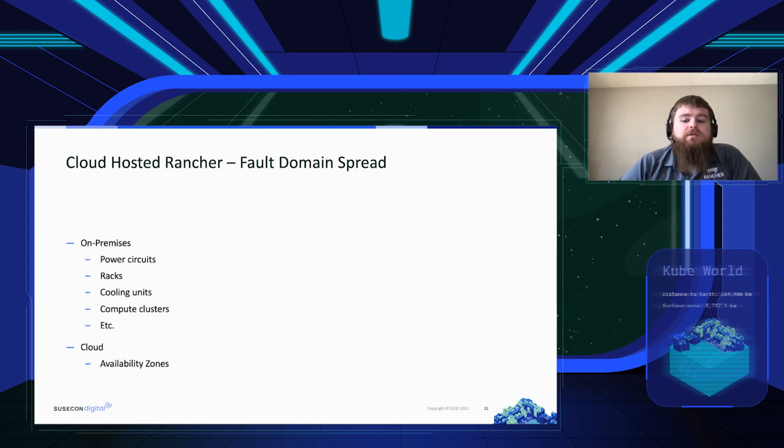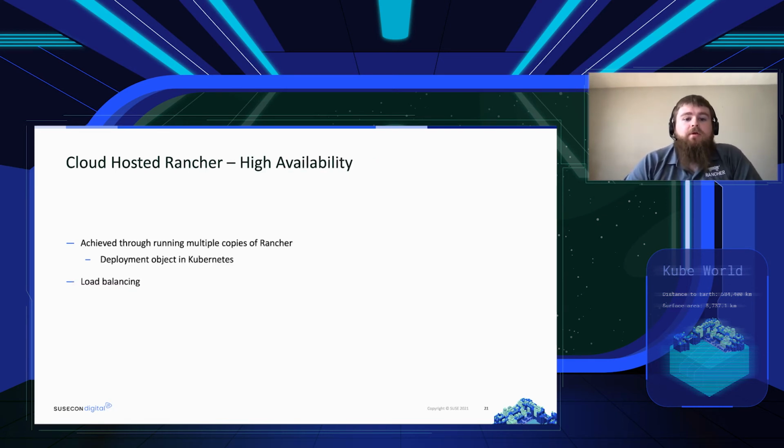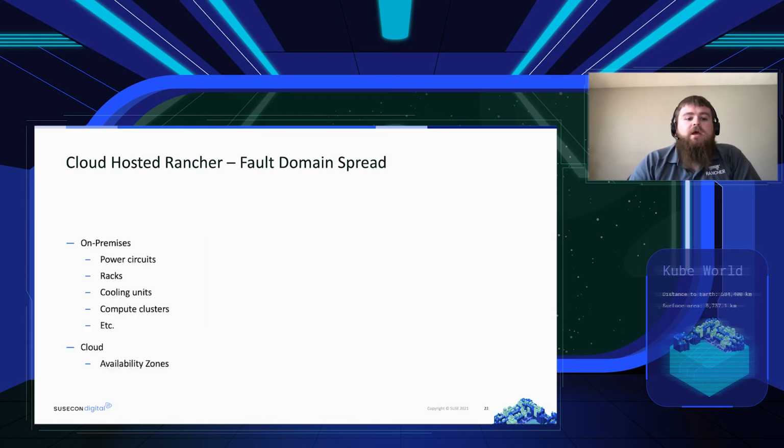In an RKE cluster, this takes the form of adding multiple nodes and then adding labels or annotations to those nodes. It would actually be labels to determine what fault domains these nodes belong into. An example of a label could be power circuit A, power circuit B, cooling unit A, maybe rack ABC, 1, 2, 3, so on and so forth. Then we apply the concepts from high availability in the previous slide to spread out the replicas of the Rancher instance across the on-premises fault domains.